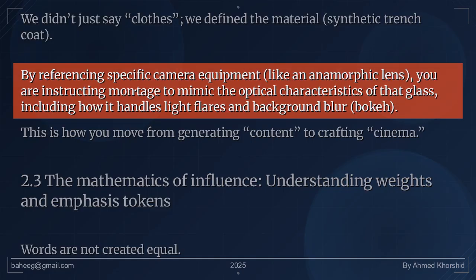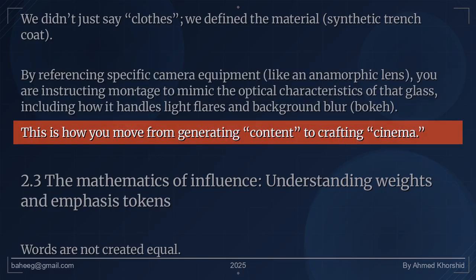By referencing specific camera equipment, like an anamorphic lens, you are instructing Tage to mimic the optical characteristics of that glass, including how it handles light flares and background blur, bokeh. This is how you move from generating content to crafting cinema.